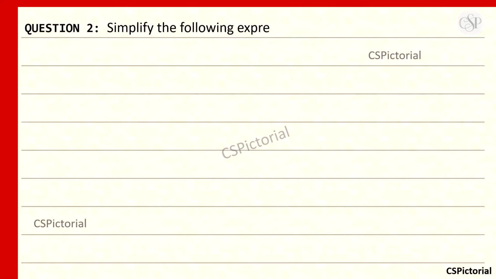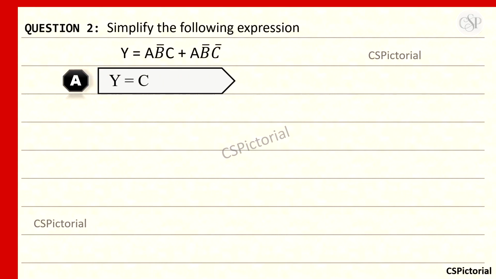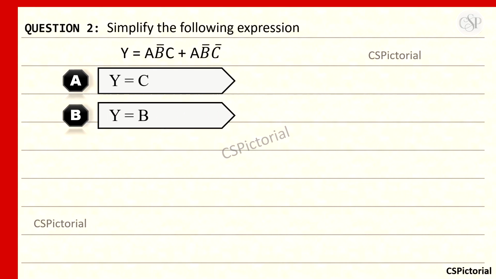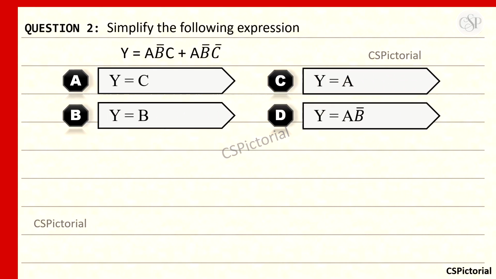Simplify the expression y equal to AB bar C plus AB bar C bar. The answer is option D, y equal to AB bar. The expression is solved in two simple steps.